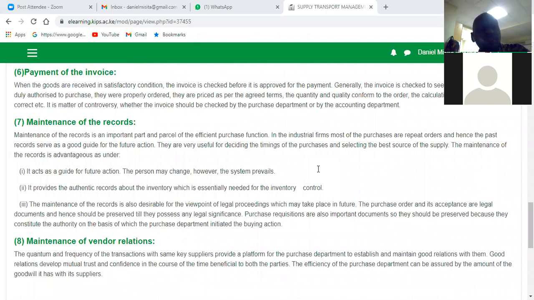Then we talk about maintenance of records. Once the materials have been received, the payment has been made, the other thing is to maintain the records. The records in this case, we are talking about the various documents that are very critical in the organization, like the invoice, like the delivery note, the purchase order, the credit note, which are very critical.